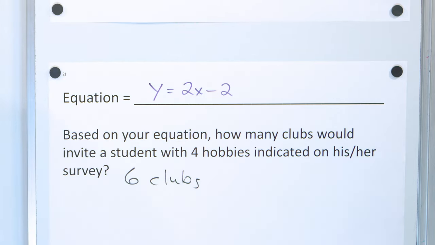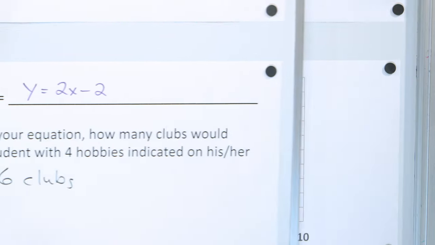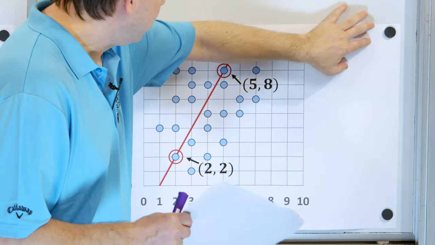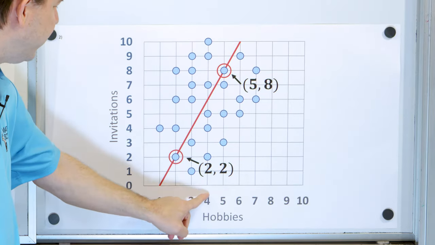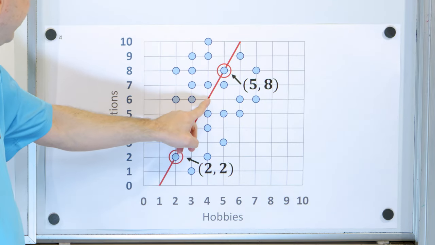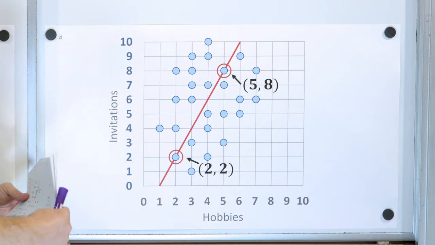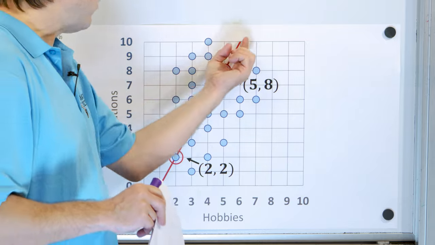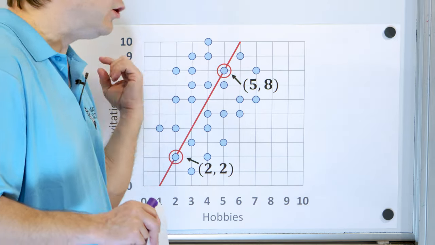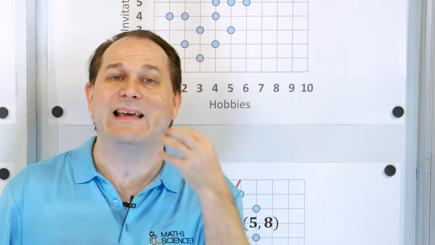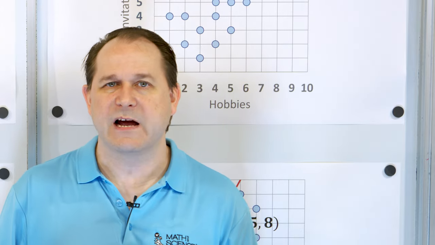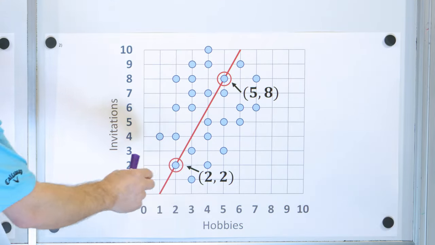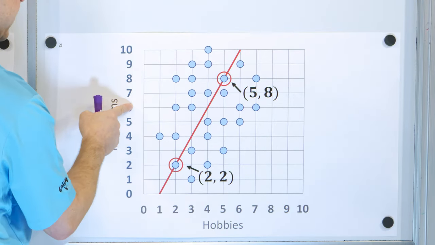Now let's go and see what our actual data says. With four hobbies, where do we live on this chart here? With four hobbies, we're here. What we're basically saying is that we expect to be invited to 6 clubs, which is exactly what the graph is telling us. Now once I drew this, I could just answer the question by looking at it, but I want you to use the equation to calculate the answer, because sometimes you don't have a pretty graph like this. You just have the equation. So with four hobbies, it's telling you on average you're going to be invited to 6 clubs.